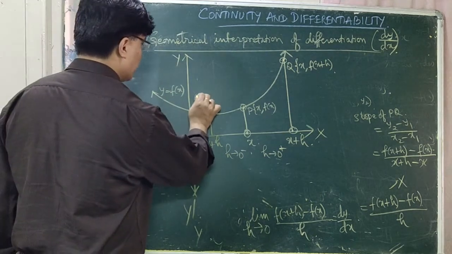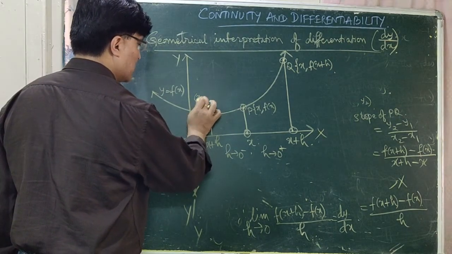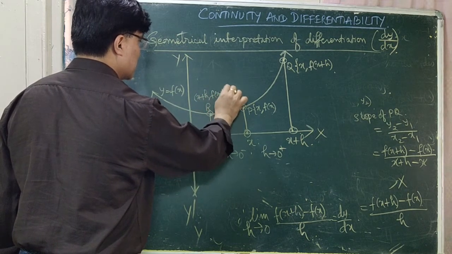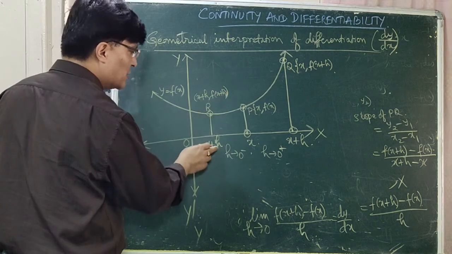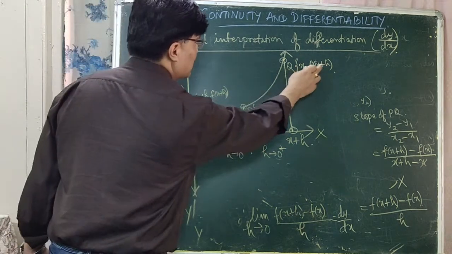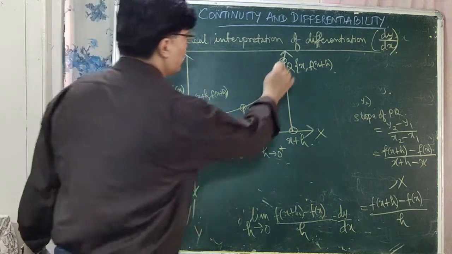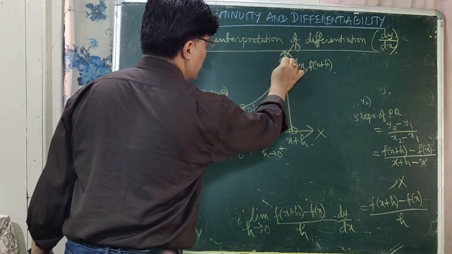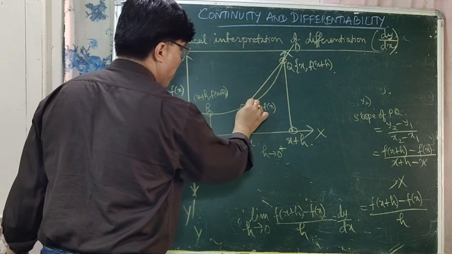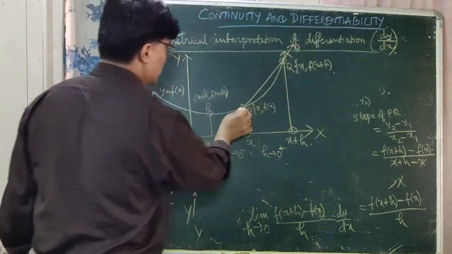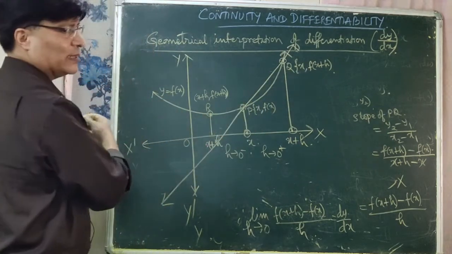So this one is also x comma, suppose this is x plus h comma f of x plus h. But in this case, h is a very very small negative number. But in this case, h is a very very small positive number. Okay, so join these two points, you'll get a straight line, right? Or you may join these two points also, you'll get a straight line there also.